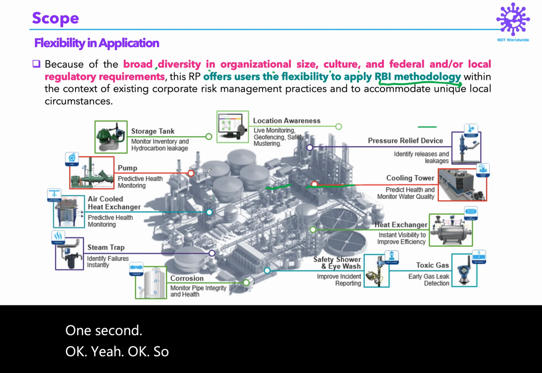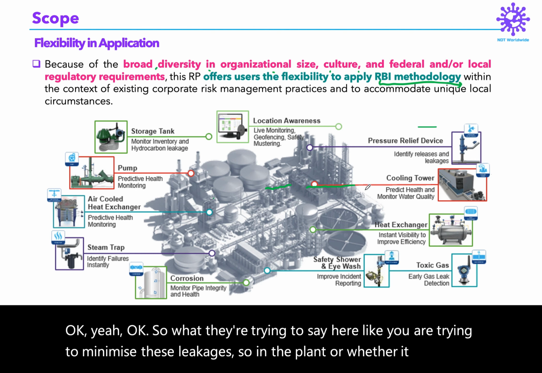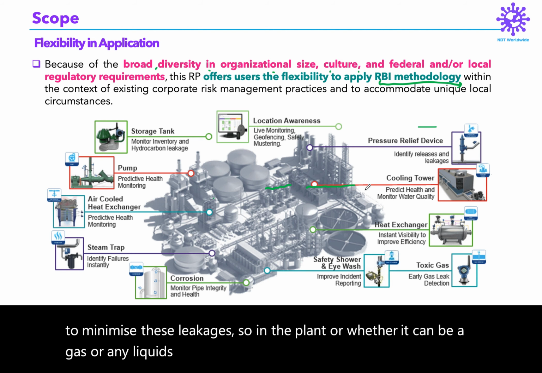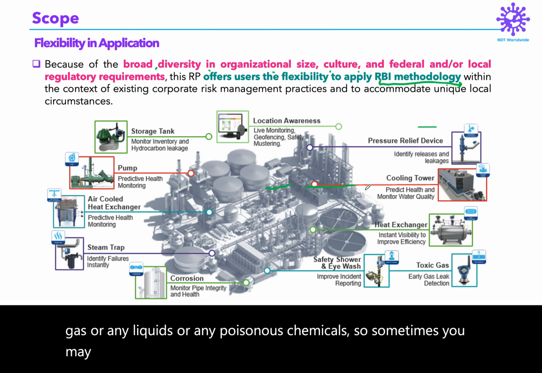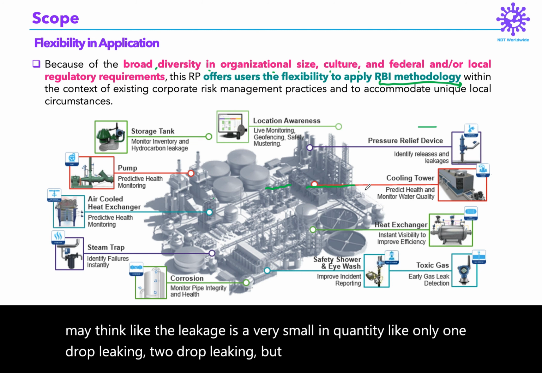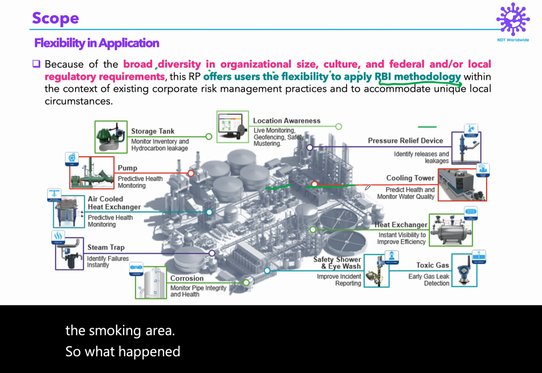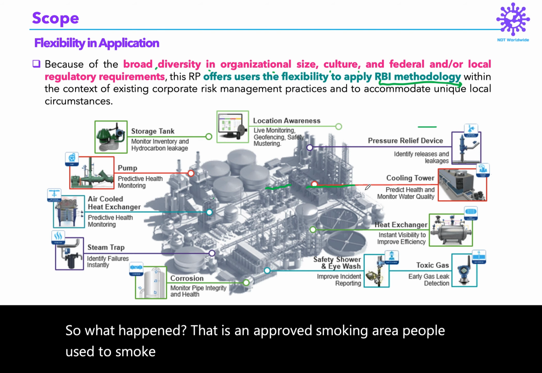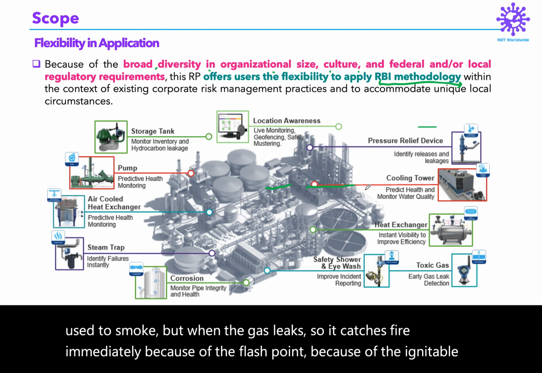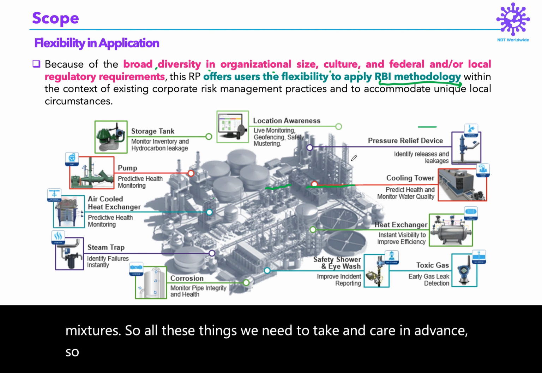So what they're trying to say here is you're trying to minimize these leakages in the plant, whether it is a gas or any liquids or any poisonous chemicals. Sometimes you may think the leakage is very small in quantity, like only one drop or two drops leaking. But the problem is with the associated factors, like if the oil or the gas is leaking near the smoking area. That is an approved smoking area, people used to smoke. But when the gas leaks, it catches fire immediately because of the flash point, because of the ignition mixtures. So all these things we need to take care of in advance. That's what they're trying to say here.